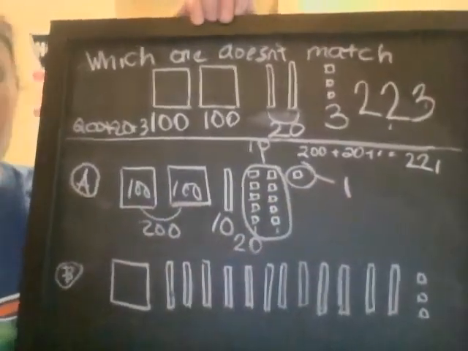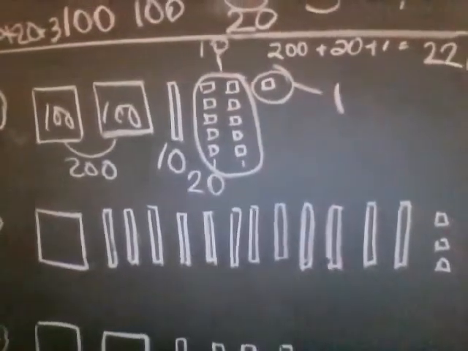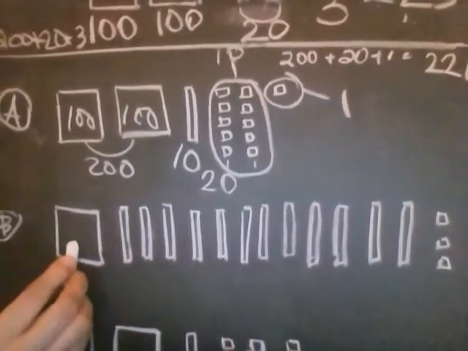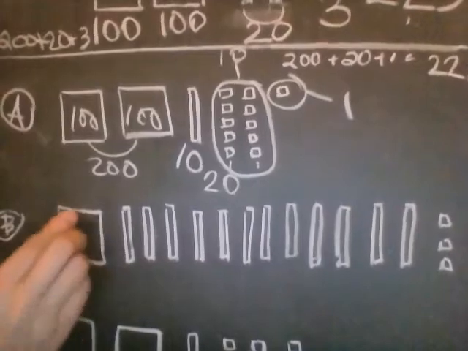So let's go ahead and see. Let's look at B very quick. Let me see if I can get this a little bit down. Yeah, there we go. So you can see it better. So we're going to B now. Again, we're looking for, does it match with 223? So again, here we have 100.